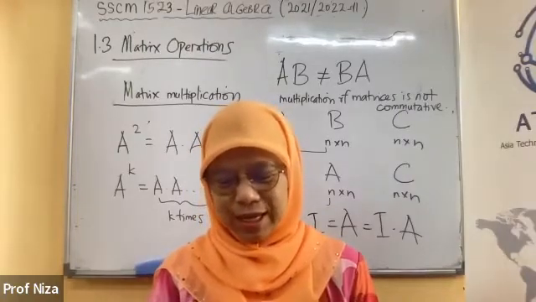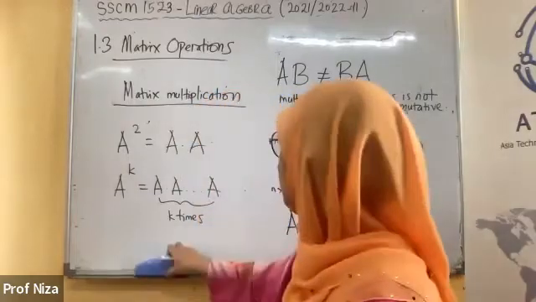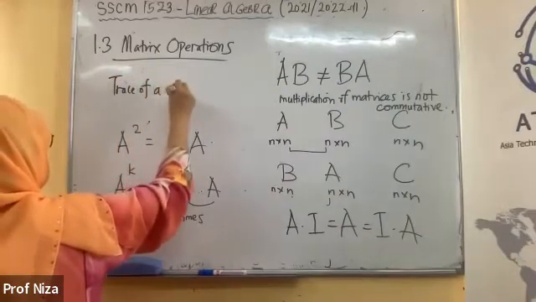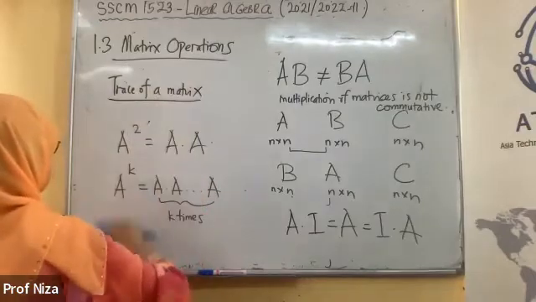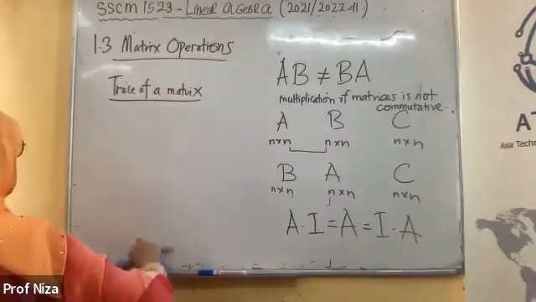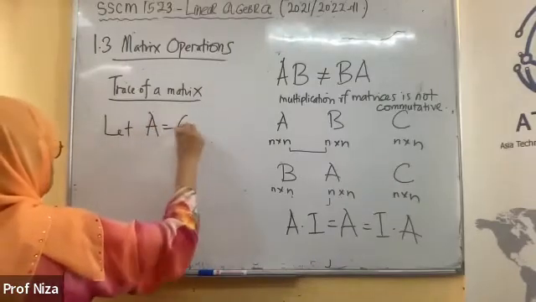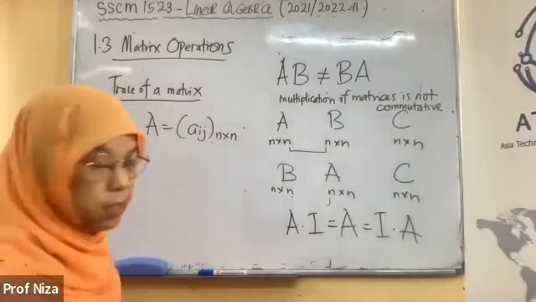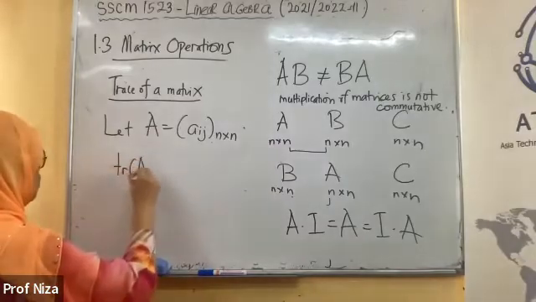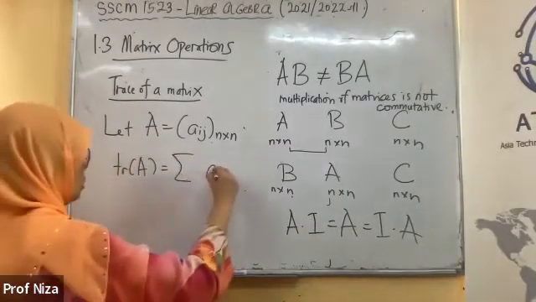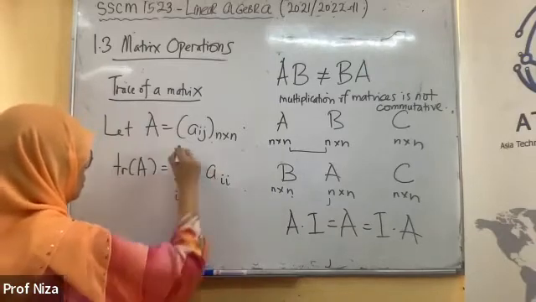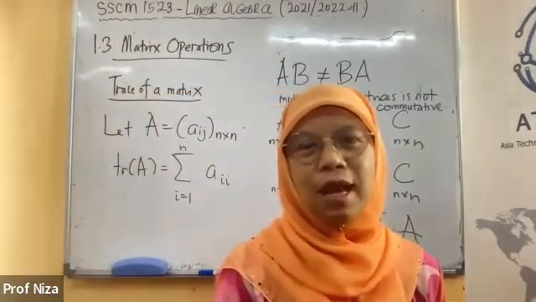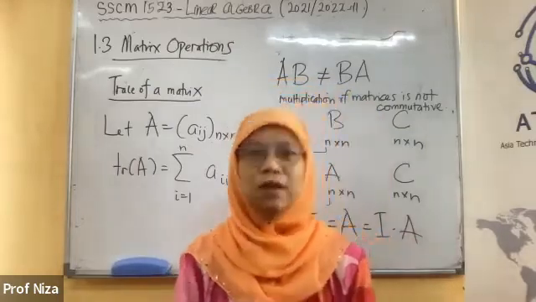Okay, last one is the trace of a matrix. If you have heard this before, okay, trace of a matrix. So let A be Aij, and it has to be square before we can find the trace of a matrix. The trace of A is defined to be the summation of the diagonal. You just take the sum of the diagonal entries. That is the trace of a matrix.